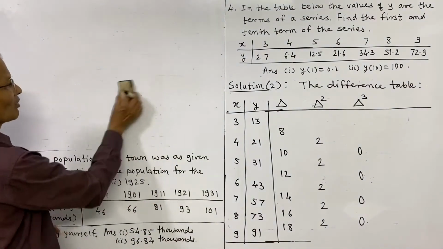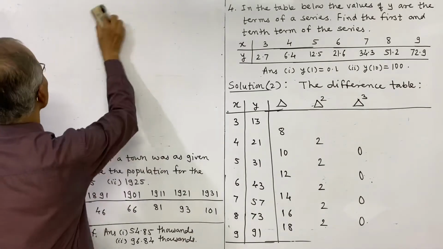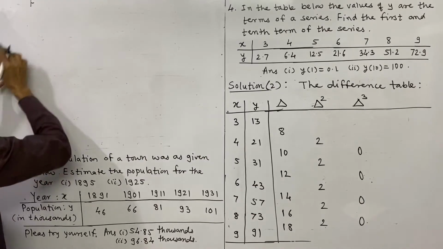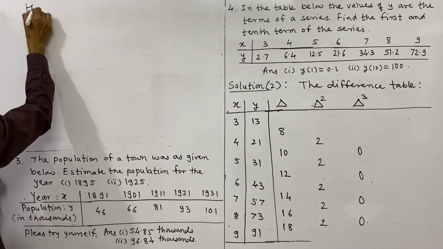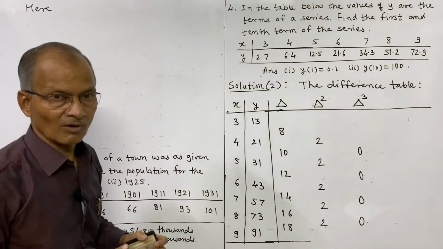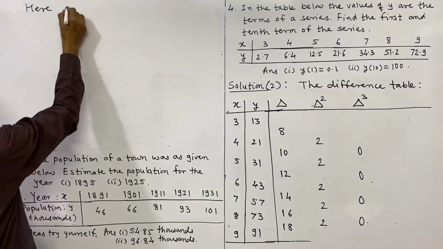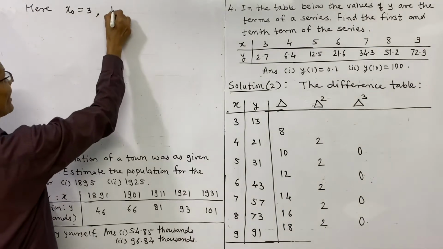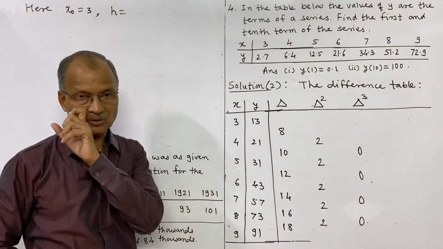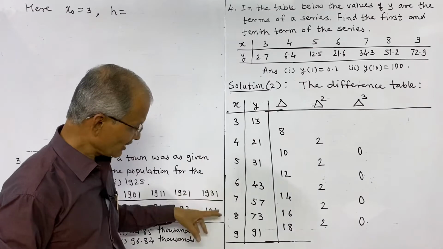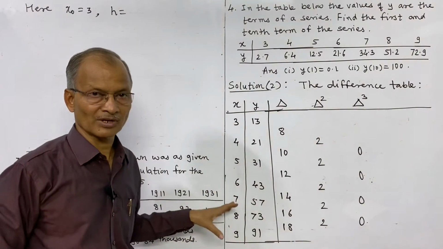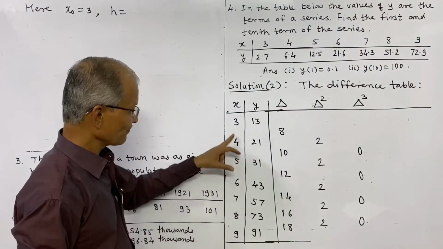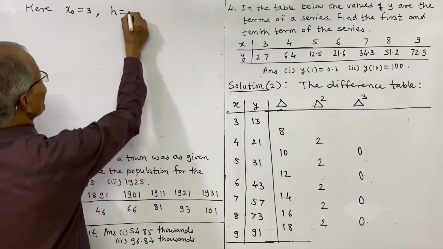And therefore to find the value at x is equal to 1, we should take x is equal to 1, or first we should write here what are the values. What is the value of x naught? x naught means the given starting value, that is 3. x naught is 3. And what is h? h is equal to the difference between the values of x. Equally spaced values of x we are considering for this interpolation formula, and therefore the difference between the values of x is 1: 3, 4, 5, etc.